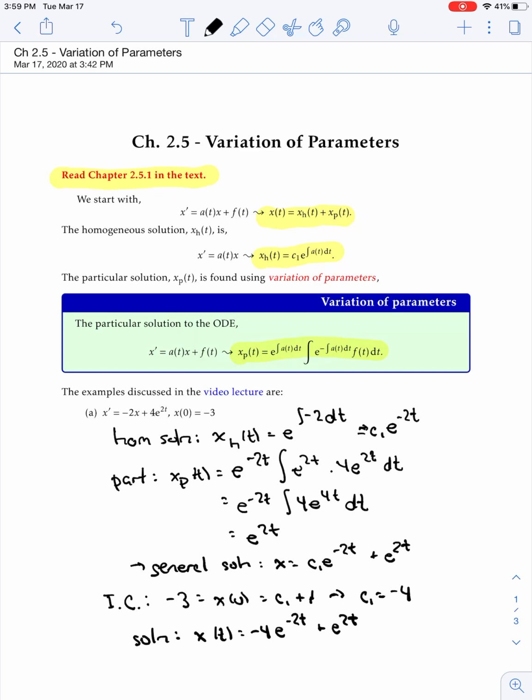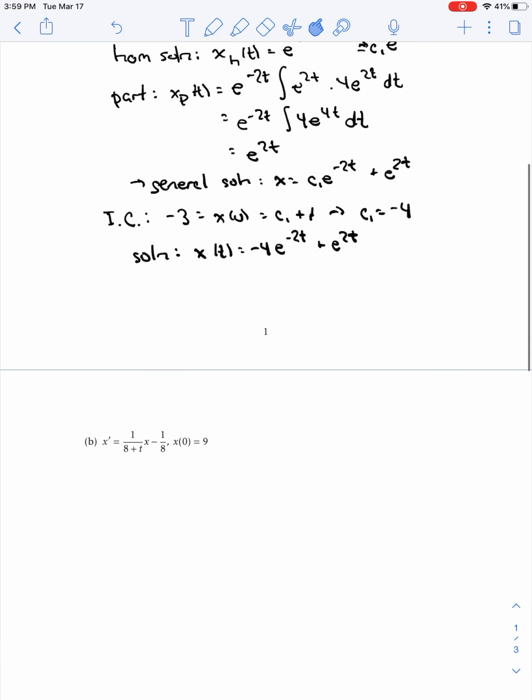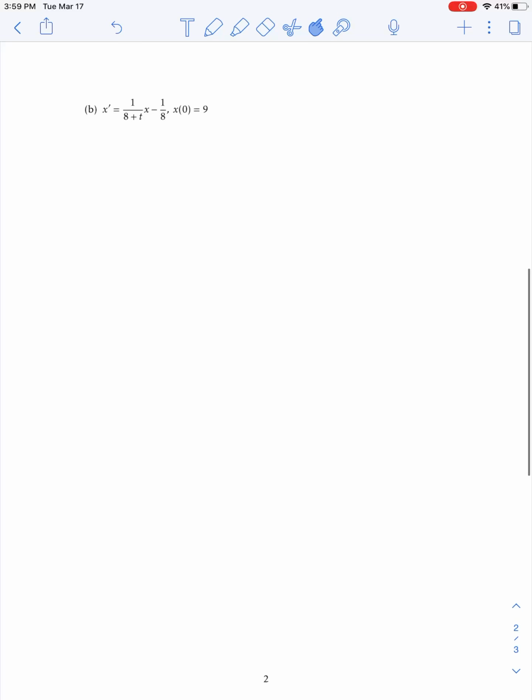Okay, that seemed fairly straightforward. As long as we can do the antiderivatives, we're in good shape. Okay, so let's go to the next question. We have a different problem now. Different a of t, different constant.